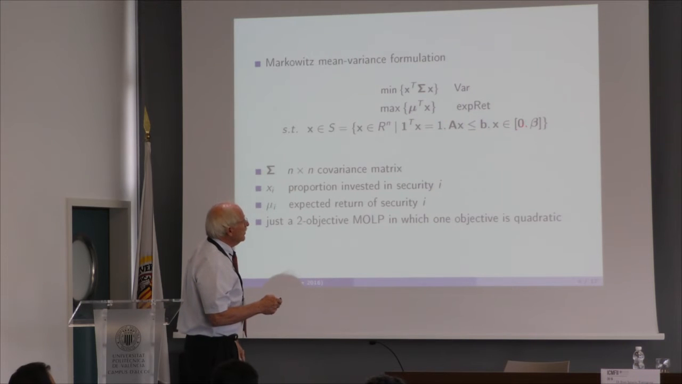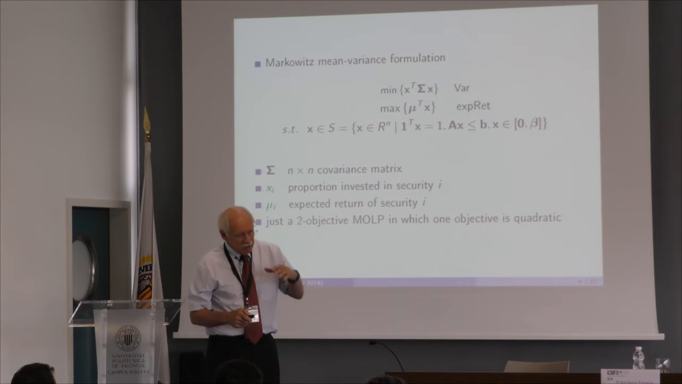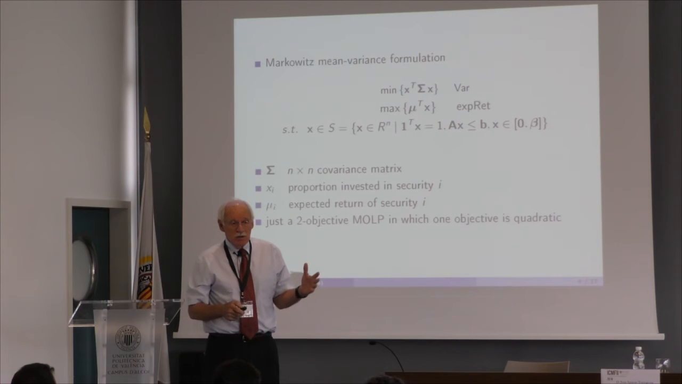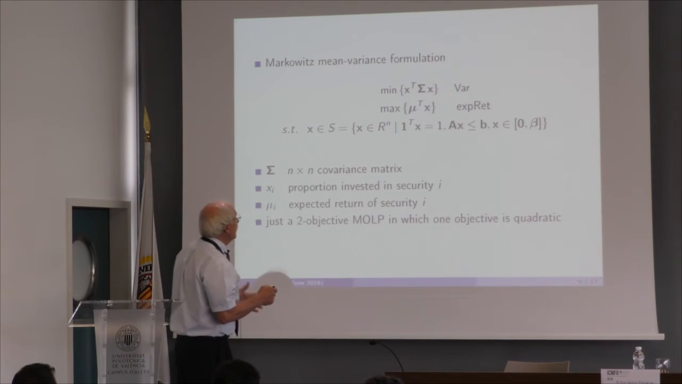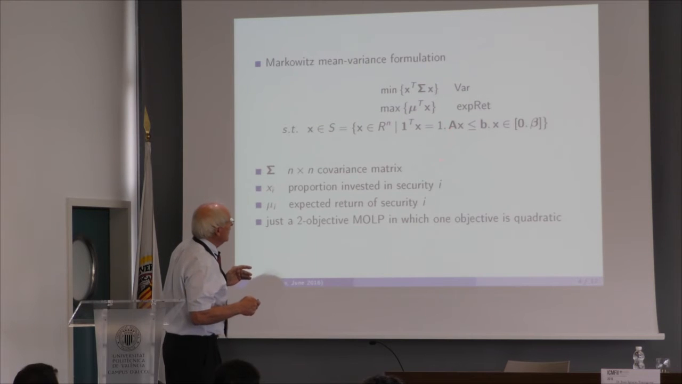The other thing is that there will be an upper bound on each security. The X is the vector of securities, and there'll be an upper bound, like you can't invest more than 6% in this security, or more than 3% in that security. But this is pretty standard, ordinary linear programming. Even though when we start working on it you sort of lose the sense of it, it is such a simple problem. All we're doing is a 2-objective linear programming problem, except that one objective is quadratic.